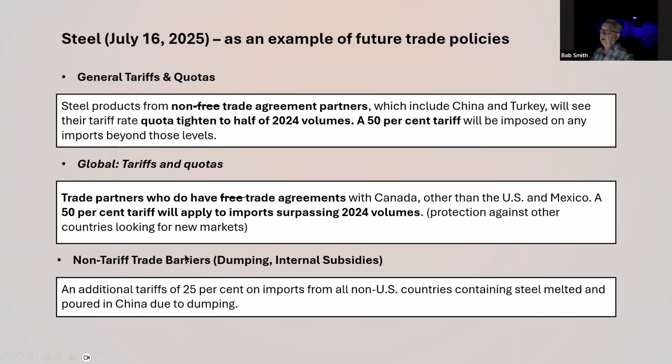And of course, the third part is with anti-dumping, which is an additional tariff of 25% on imports from all, it says, non-US countries. That's just because we're in negotiations, containing steel melted down and poured in China. I'm not quite sure how you actually control that, but that's on the dumping. So 3 pieces. There'll be a tariff, a quota, and then you will look at anti-dumping, which is key to each country.